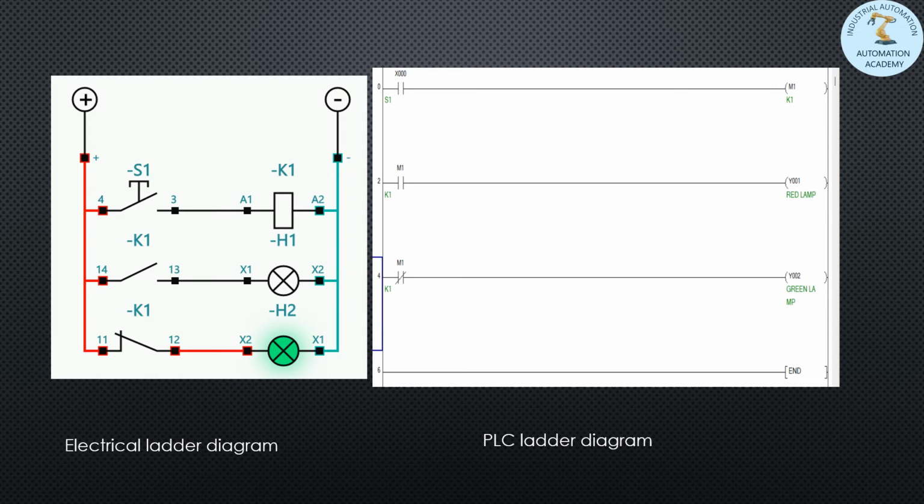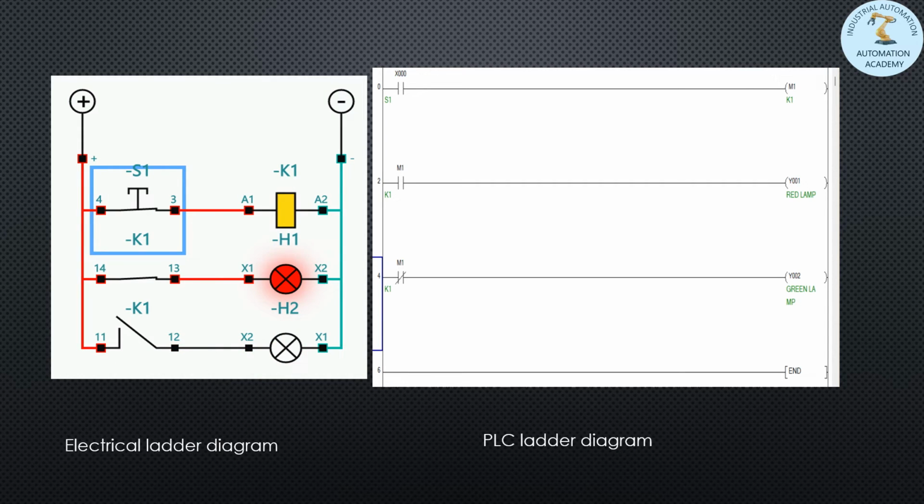If S1 is not pressed, K1 contactor is not energized and, through normally closed contact of K1, H2 green lamp is on. When you press S1, K1 contactor gets energized, and normally closed contact of K1 opens and H2 green lamp goes off. And H1, red lamp will be on, because normally open contact of K1 gets closed.